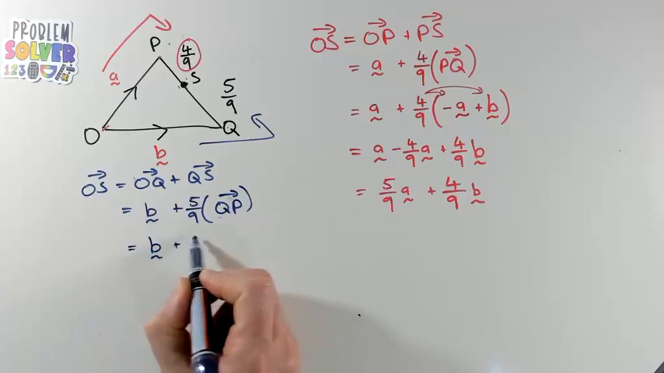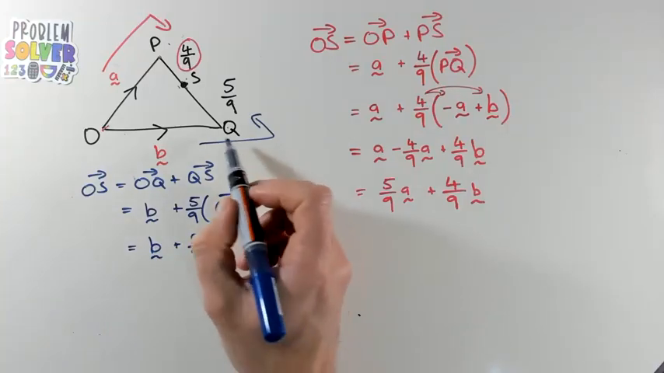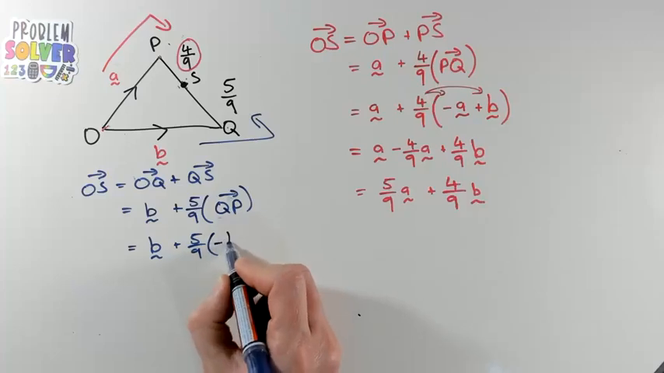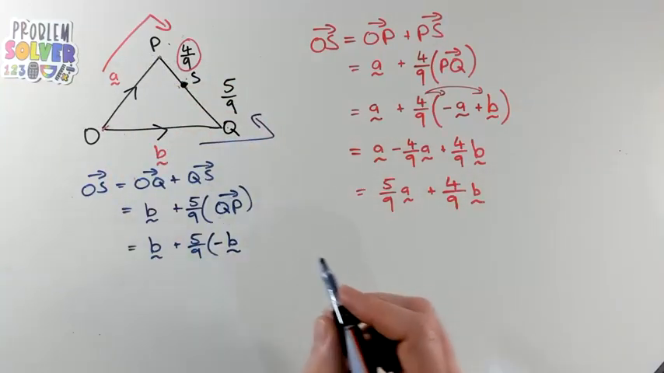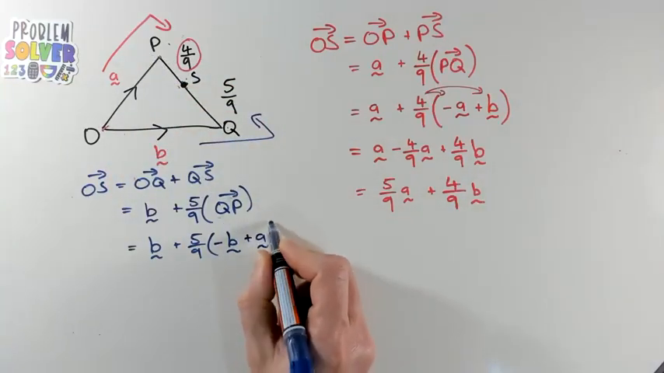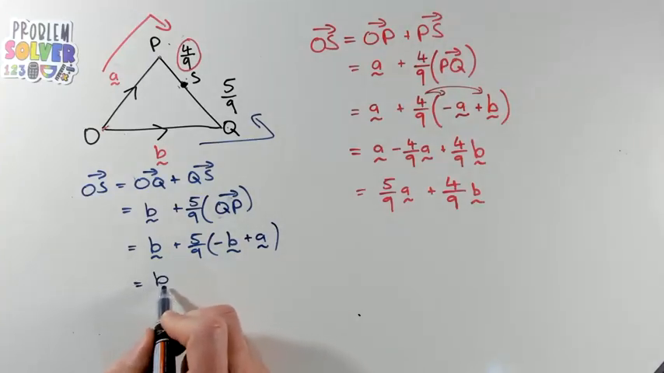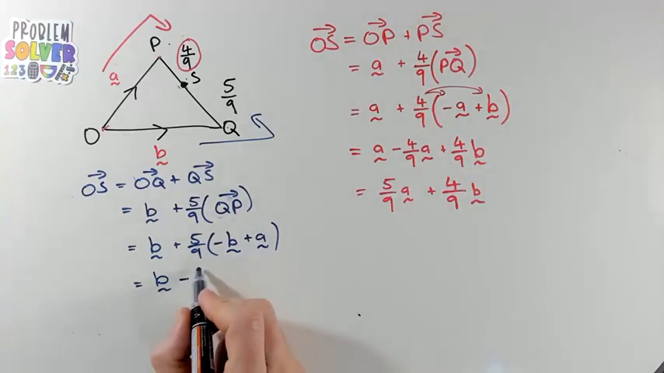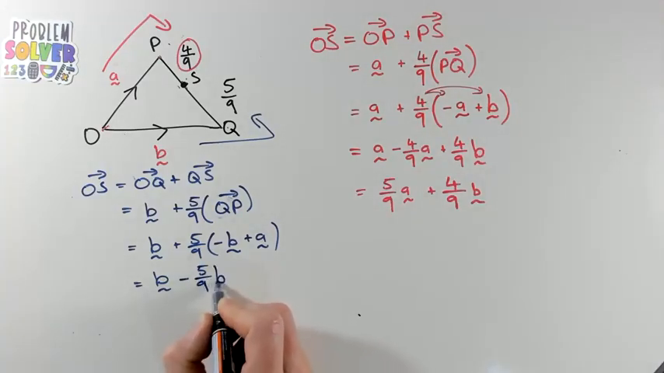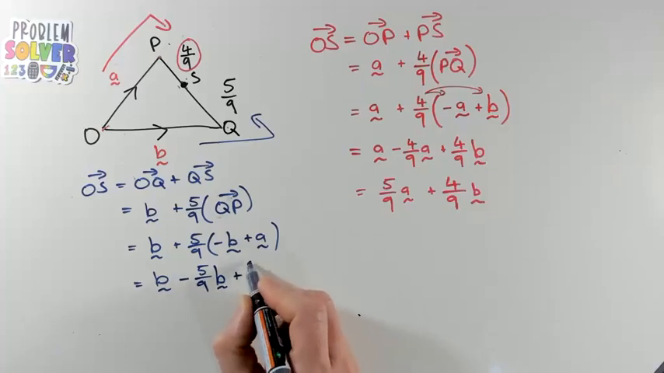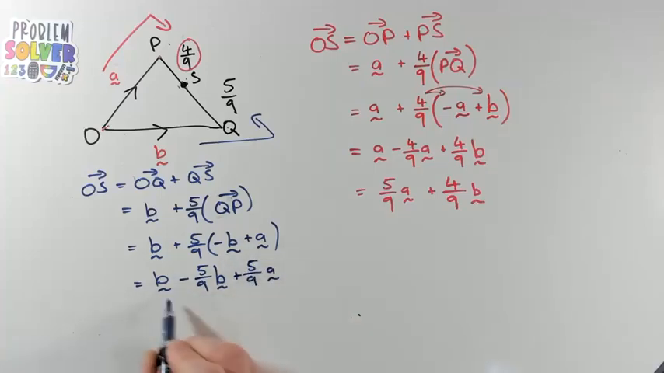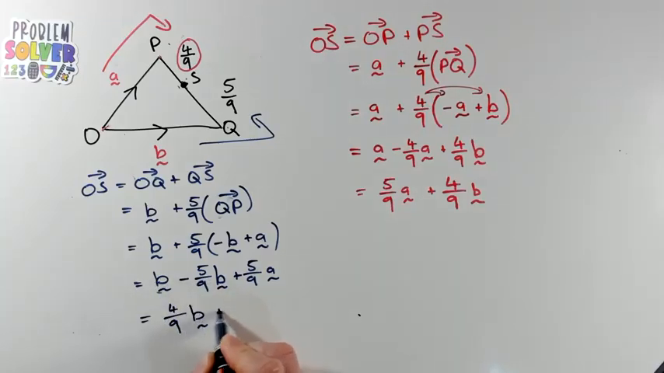B just stays that. The 5/9 just stays that. Now QP is going to be the opposite of B, so it's negative B. And it's going to be in the same direction as A, so plus A. If I distribute this, I'm going to have minus 5/9B, and then just plus 5/9A. And B minus 5/9 B is going to be 4/9 of B plus 5/9 of A.